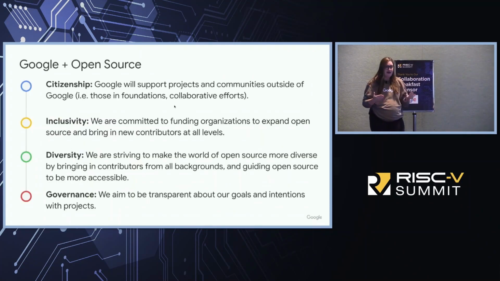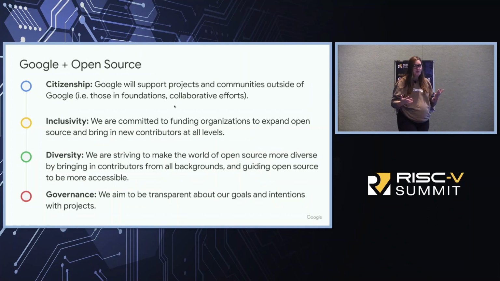So this goes hand in hand with Google's views on open source. And again, I apologize for my voice. But Google has these core principles for open source that we really believe in. Those are citizenship, inclusivity, diversity, and governance. And some of the really nice things that Amber and I realized when we looked at this is that some of the community topics that you see at each of your tables for RISC-V tie so nicely to this.